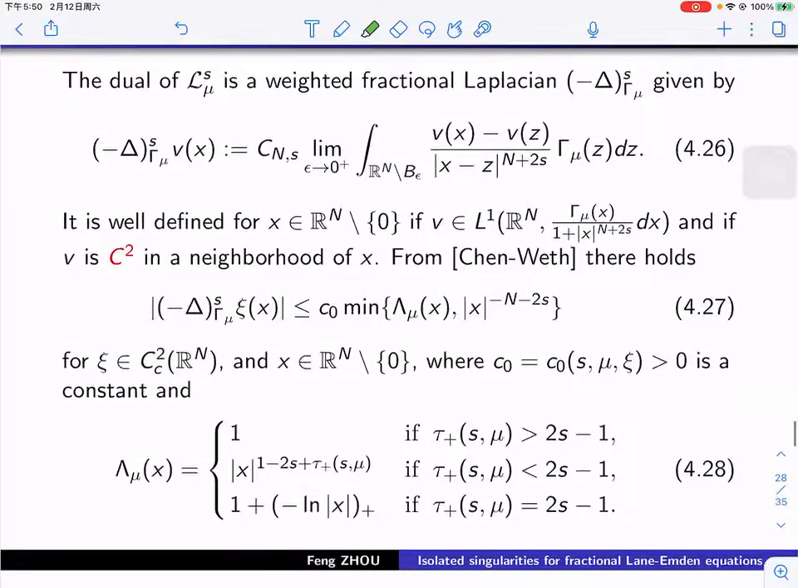But in this case, the problem is of course more complicated, even for the dual of the operator. The dual is a weighted fractional Laplacian, which they denote by (-Laplace)^s with the weight gamma_mu. But in some sense, we can follow the idea for the case when s equals 1. So we can again get a similar formula for the result, and in this case we also need the comparison principle for this operator, etc.